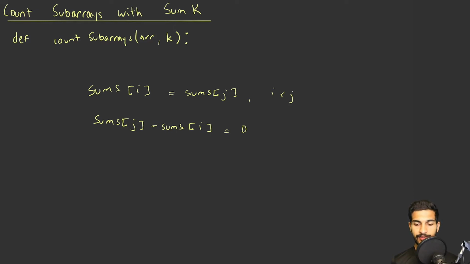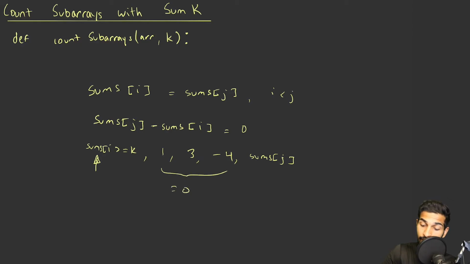So to think about this intuitively, let's just say that we're at some arbitrary value, and this is sums of i, where it equals k, and k is another value. Then we could have, let's say, 1, 3, -4, and then sums of j. In this case, what I've written out, 1 plus 3 plus -4 is equal to 0. So sums of i equals sums of j.